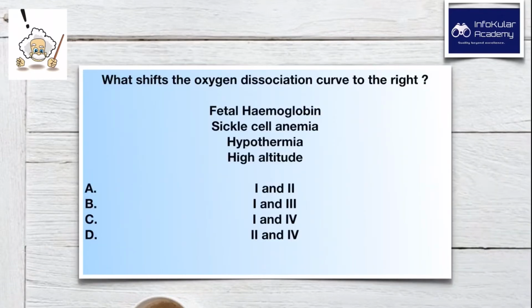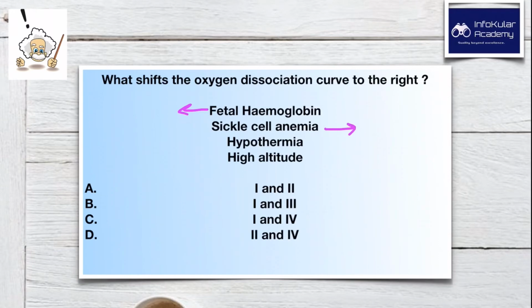Now let us test ourselves whether we've understood enough from the video. What shifts the oxygen dissociation curve to the right? And I'm hoping that you'll be able to answer is fetal hemoglobin. Does it shift it to the right or the left? We all know that fetal hemoglobin, with increased oxygen affinity, shifts it to the left.